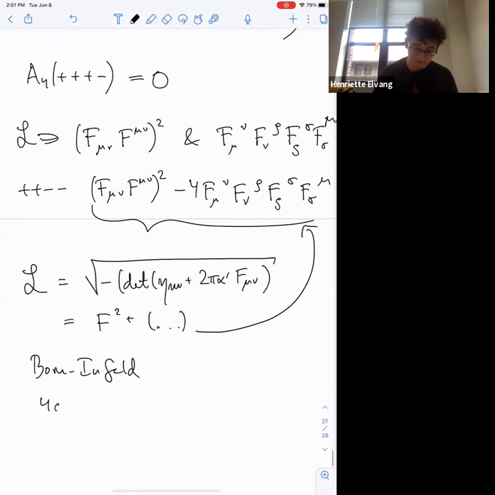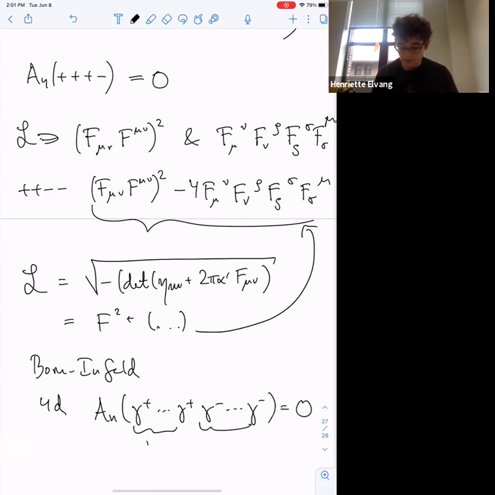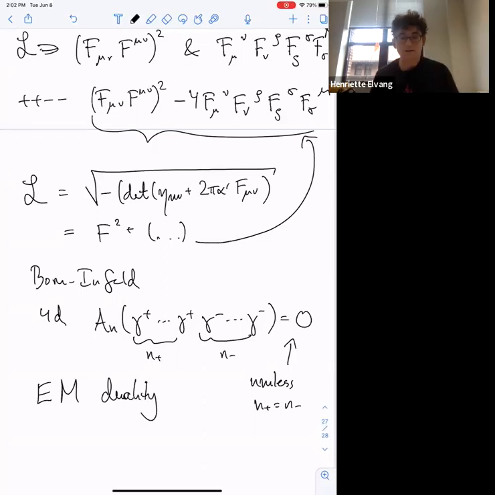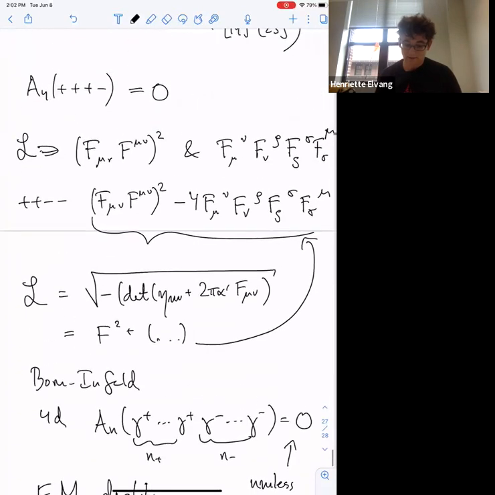And it has the property in 4D that any amplitude it produces must have the number of positive and negative helicity states be the same. In other words, it vanishes unless n plus equals n minus. And this is the amplitude manifestation of the fact that this action has electromagnetic duality. It's not enough to fix this amplitude uniquely, but it's related to the fact that it has electromagnetic duality that this is precisely the operator that comes out.